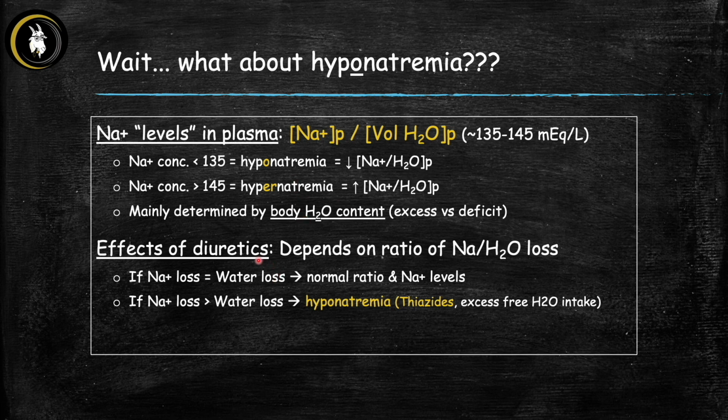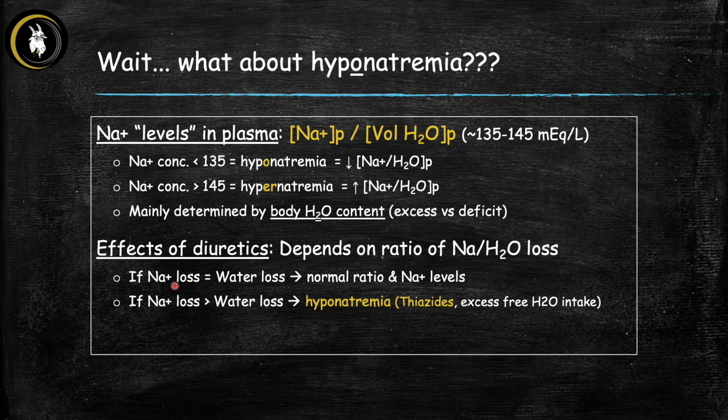So we know that diuretics decrease the total body content of sodium, therefore the plasma levels are going to go down. But we know that the secondary action to that is also water loss. So they're also going to decrease the volume of water. So whether these diuretics are going to cause hyponatremia or not is going to depend on the ratio of the sodium loss versus the water loss.